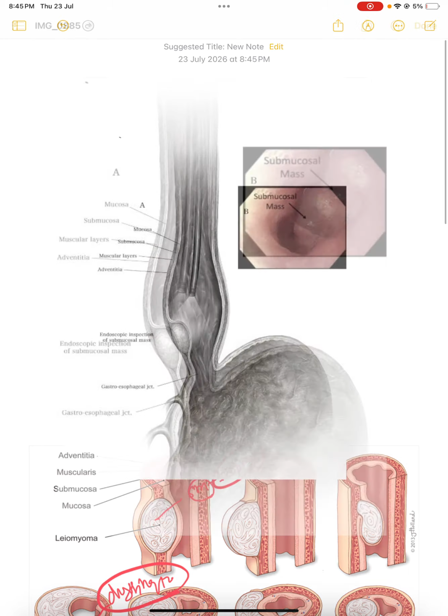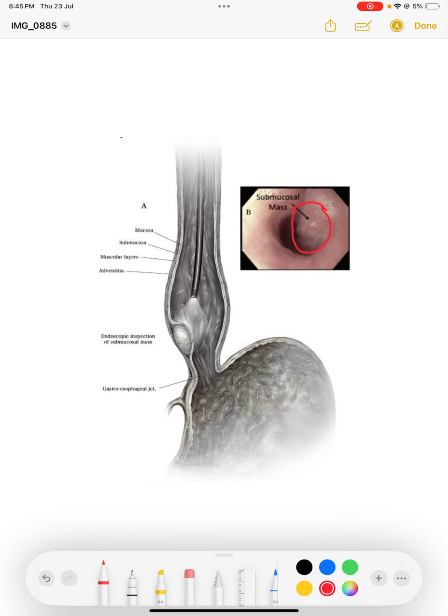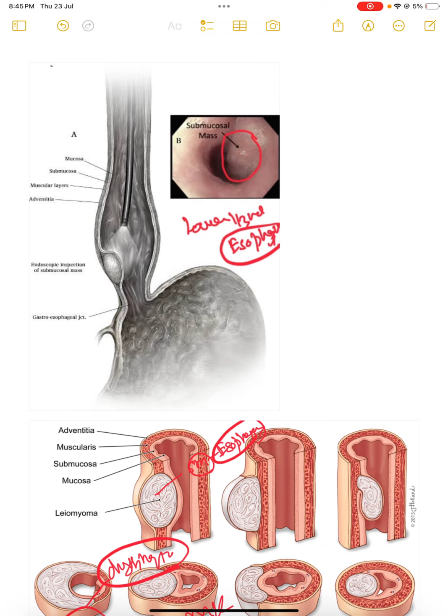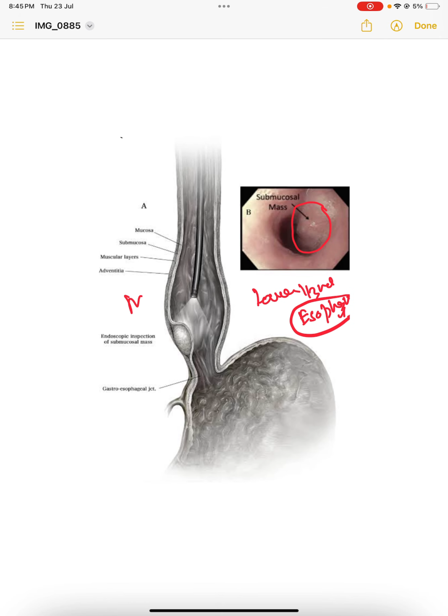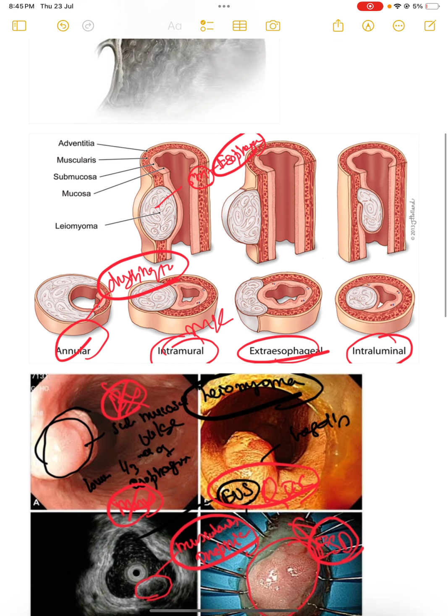And this is again one more picture showing an endoscopic submucosal mass common in the lower 1/3 of your esophagus. To summarize, your leiomyoma is seen on endoscopy as a submucosal mass. Most common site is the lower 1/3, and one more thing to remember, it is most common in males, like a 3:1 ratio when compared to females. Most common risk factor is smoking.